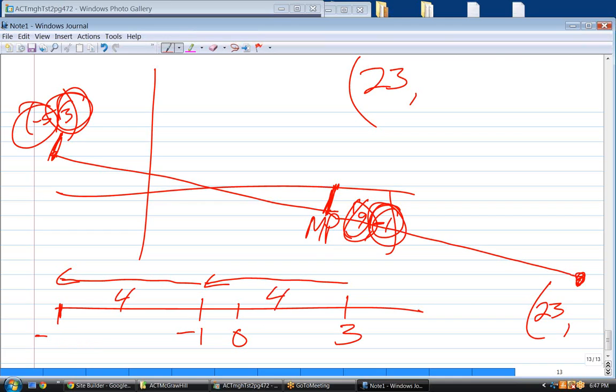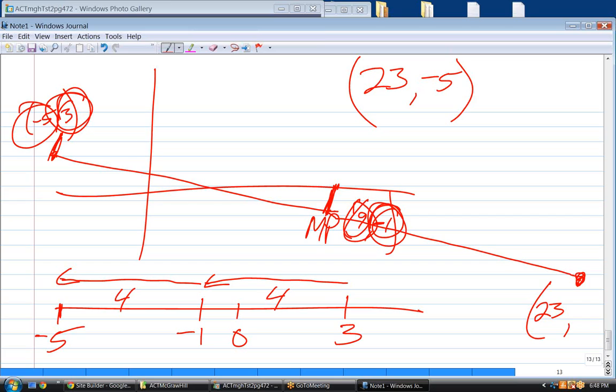Oh, okay. -4. -5. No, -5. There you go. So that's how we get -5. In other words, we went 4 units to get from 3 to -1. We have to go down another 4 units to get from -1 to -5. And that's the way you do those midpoint problems.